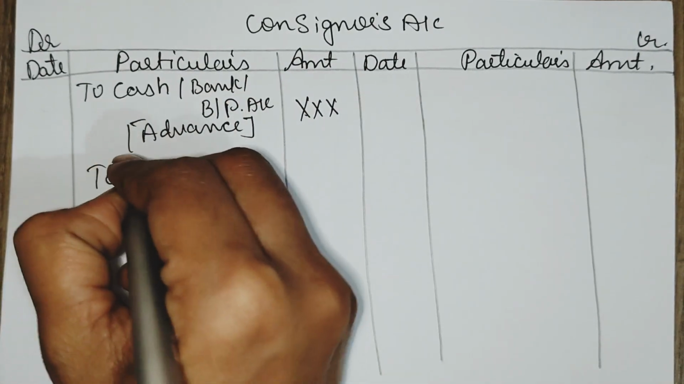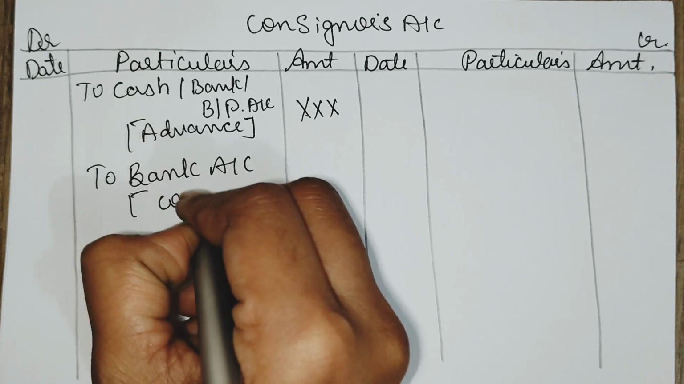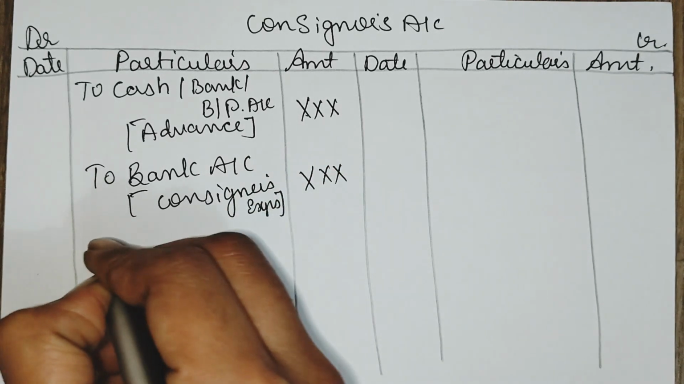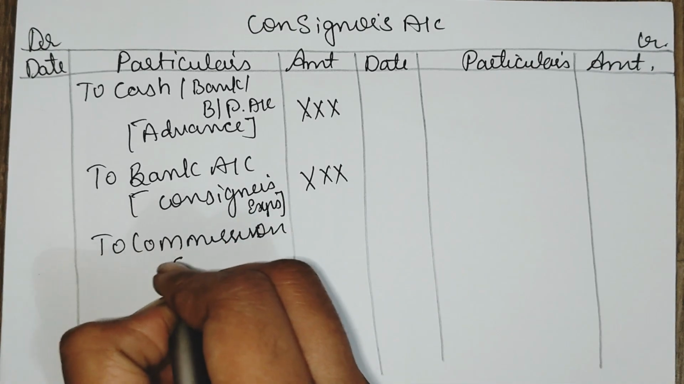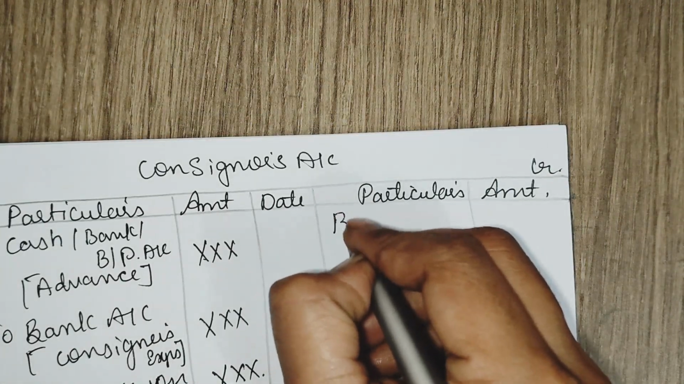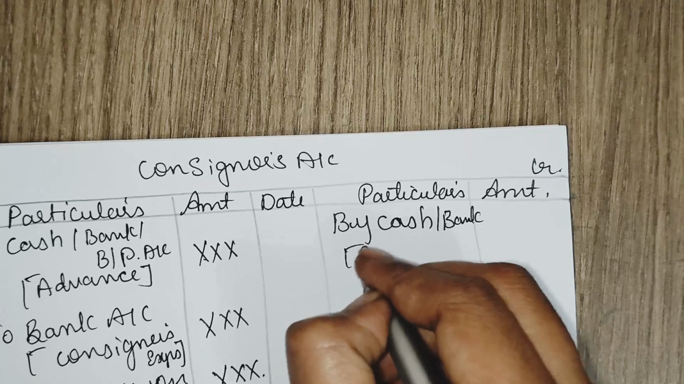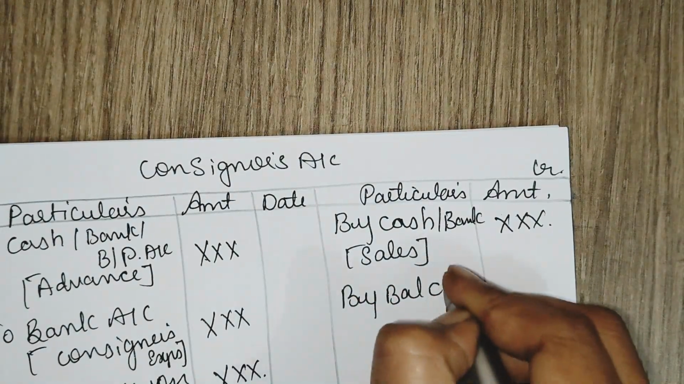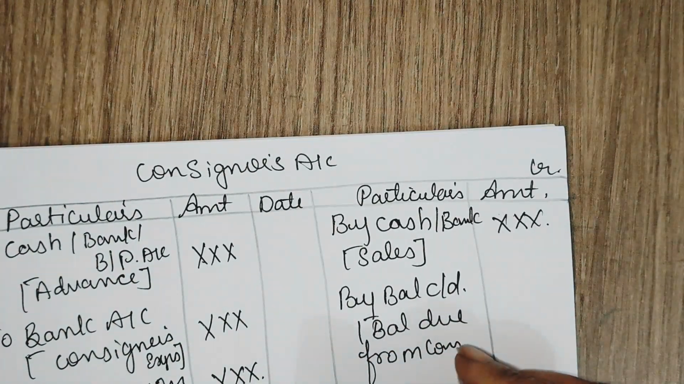Then consignee balance, any expenses paid by the consignee through bank, we are debiting. Consignee's expenses. Then commission, to commission due. Commission due. Then cash or whatever received, it is an income to the consignor. Cash or bank, through bank he received. Sales made by the consignee. Then balance carried on. Balance due from consignor.